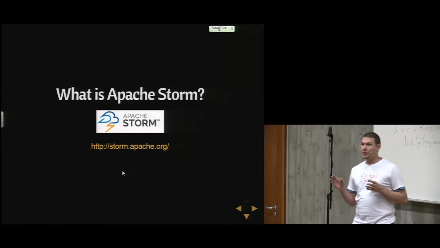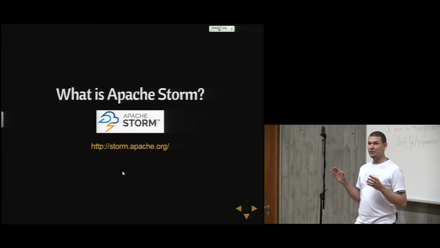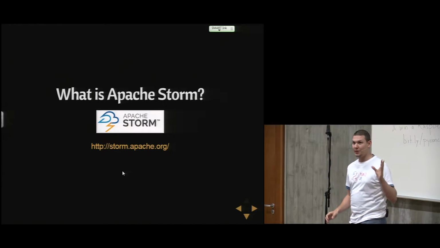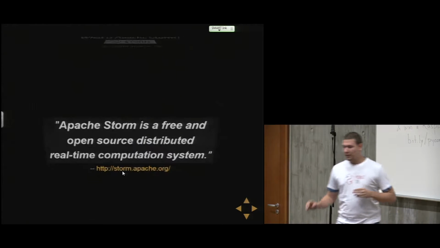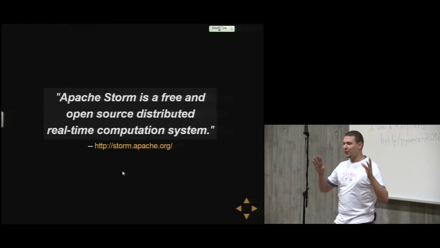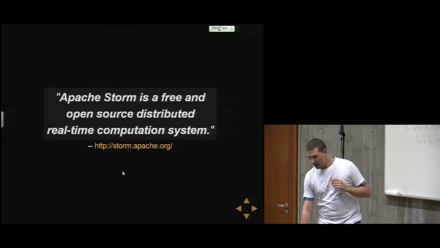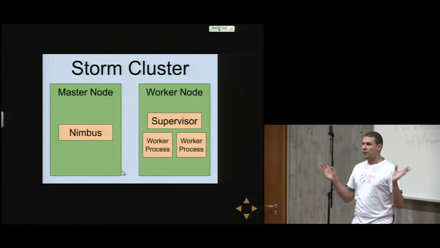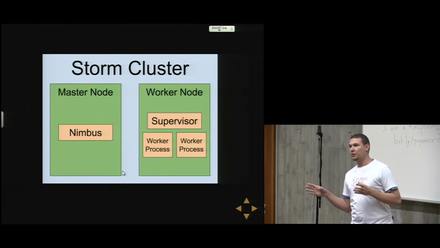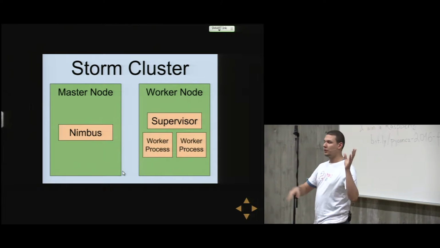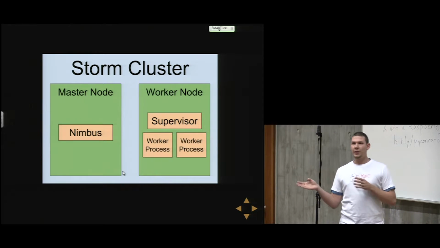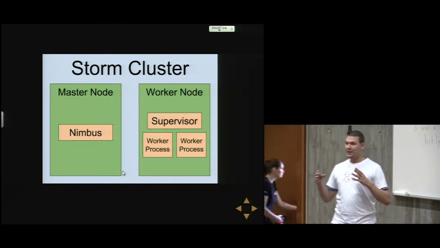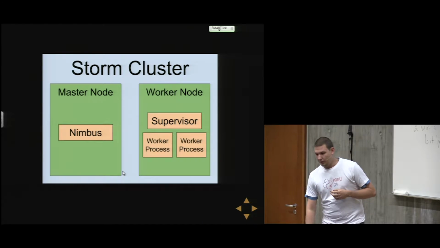Does anyone know Apache Storm here? 3-4 people, okay. So I'll be talking for a short time about Apache Storm, so we are on the same level. Apache Storm is a real-time computation system. It consists of a master node and some worker nodes, which could be machines. The master node has Nimbus on it, which is the brain of the whole computation. And on the worker nodes, there are supervisors that supervise whether the computation is running, and the worker processes. Let's look closer at the worker processes.